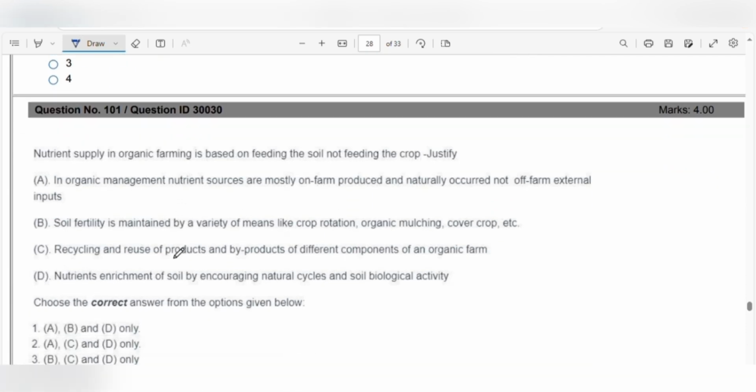So let's move on to the next question. This question is again from organic farming. I think this is the seventh question from organic farming. So you have to be very careful, and let's read the question. Nutrient supply in organic farming is based on feeding the soil, not feeding the crop. Justify. All right, that's a good one. Based on feeding the soil, not feeding the crop.